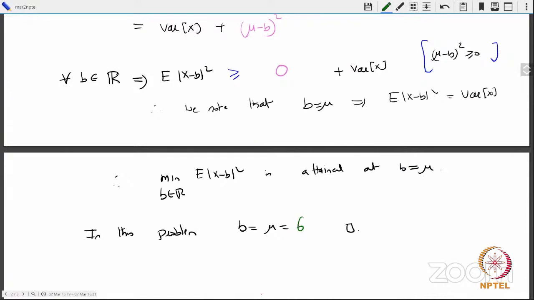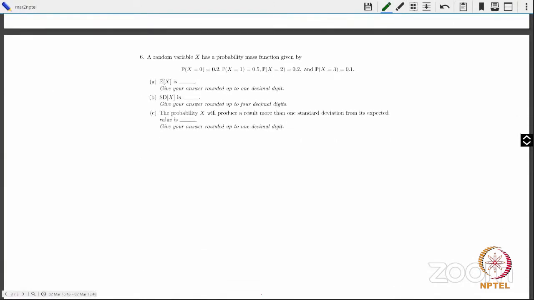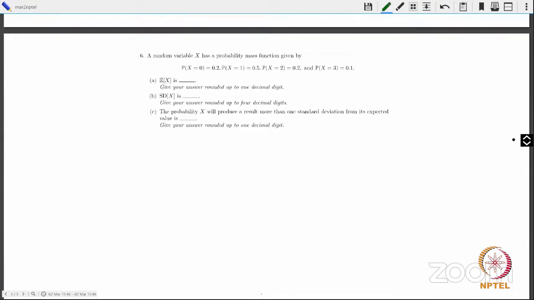Okay, let's do the next question. The next question I had in mind was the following. Let's try and do this question. Random variable X has a PMF given by these numbers. So see solution to 6a.